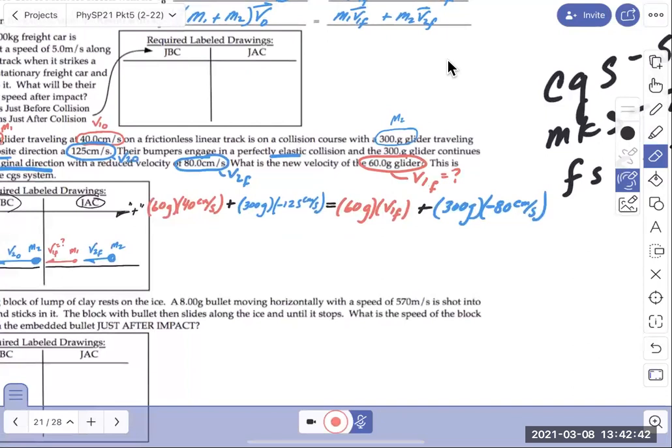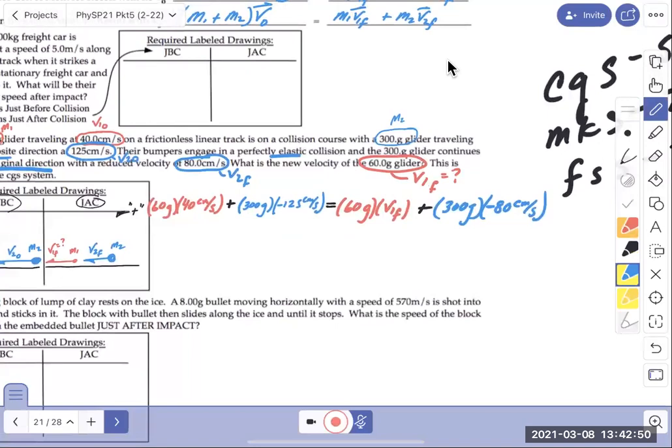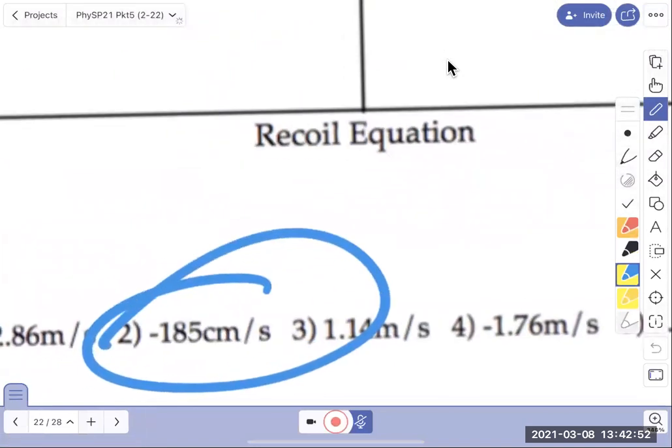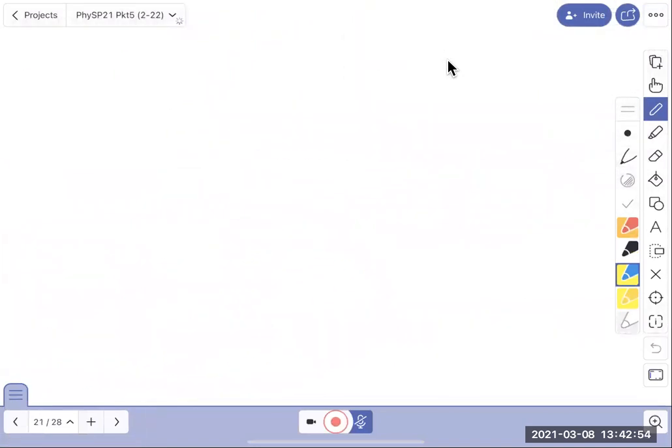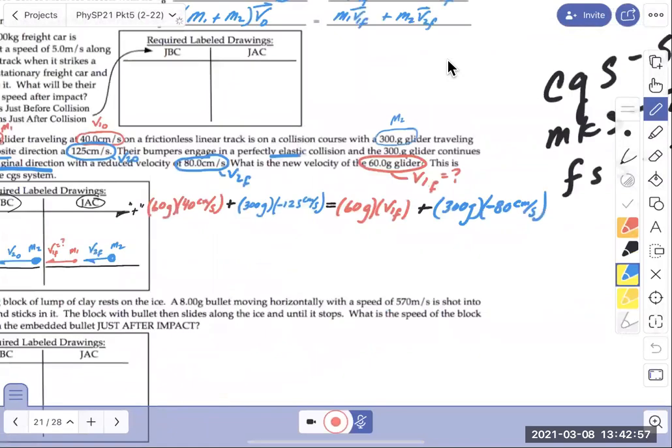Well, the rest of it is multiplying, adding, subtracting, you know. So let's cut to the chase. The next page, I'm going to cheat. There's the answer, negative 185 centimeters a second. So V1 final, and you can hear me now and prove it later, is negative 185 centimeters per second. Now, wait, does that make sense?